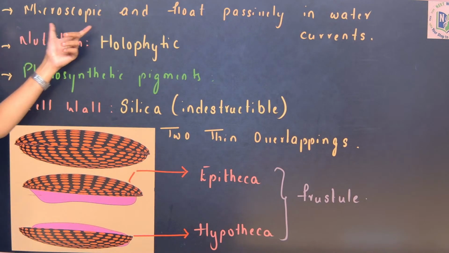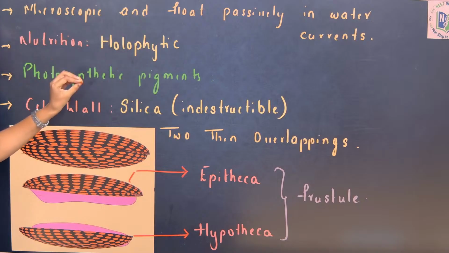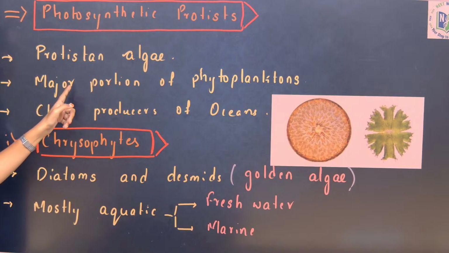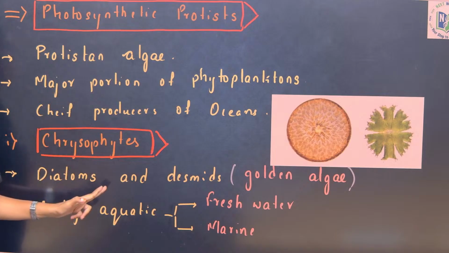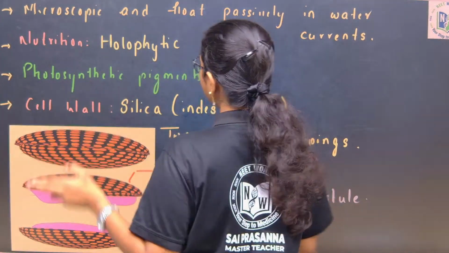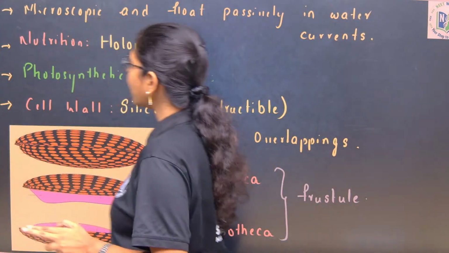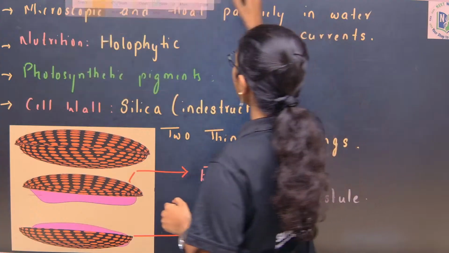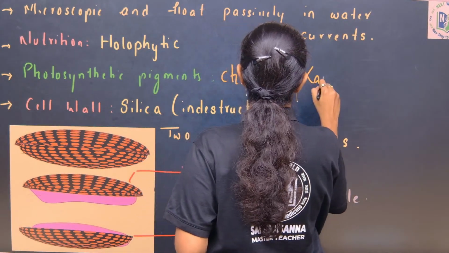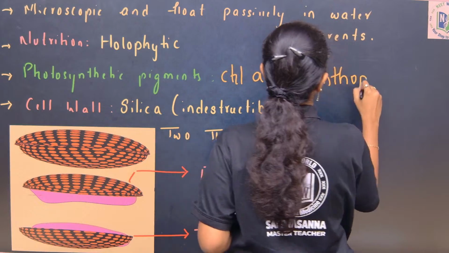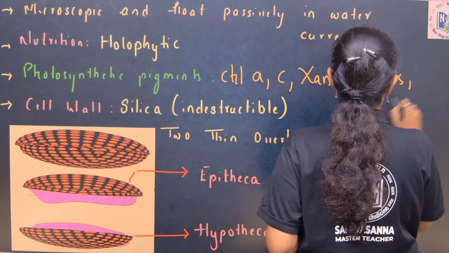So, they are microscopic and they float passively on the water currents. As I told you, most of them, the major portion, act as phytoplanktons. They are the chief producers of the oceans. Remember, many times questions are asked on diatoms and desmids. Nutrition is holophytic, we have discussed, and photosynthetic pigments include chlorophyll A, chlorophyll C, xanthophylls and carotenoids.